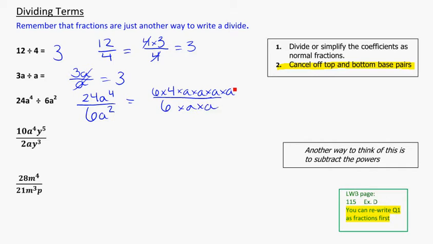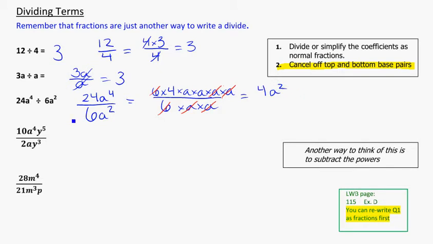Now I'm going to look at canceling off the pairs. So for every a on the bottom, I can cancel 1 on the top. For every a on the bottom, I can cancel 1 again on the top. Next, looking at the numbers, the 6 on bottom will cancel the 6 on top. And then looking to see what's left, there's the 4, and how many a's? I've got 2 a's left, so that's a squared.